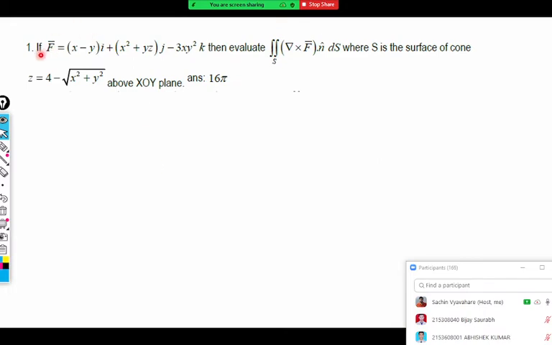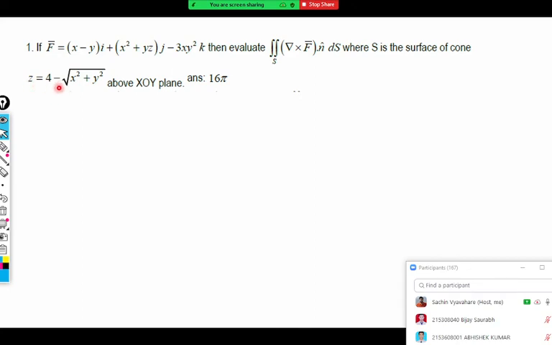The question is now the vector f bar is given, and the question is to evaluate this double integral. First thing we should know, this is the left hand side of Stokes theorem. This is the LHS of Stokes theorem. So this S is the open surface, over the open surface of a cone.